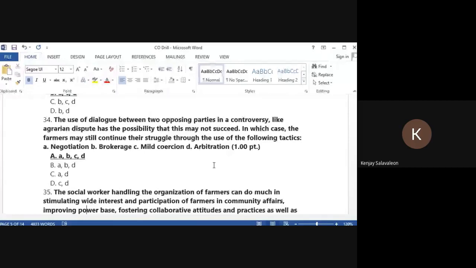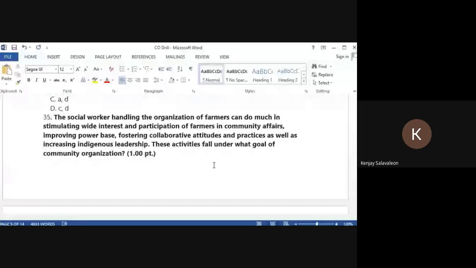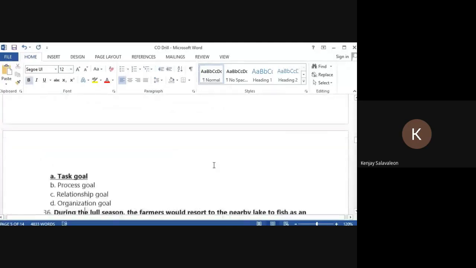35. The social work organization of farmers can do much in stimulating wide interest and participation of farmers in community affairs, improving power base, fostering collaborative attitudes and practices, as well as increasing indigenous leadership. These activities fall under what goal of community organization? Yan. Obviously, it is task goal, no?